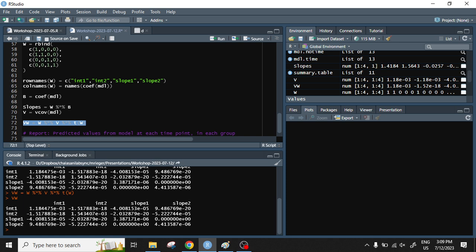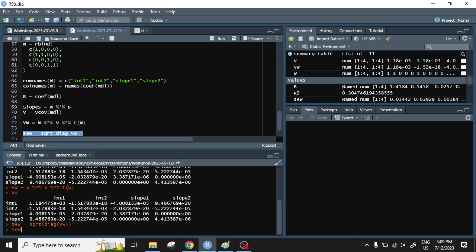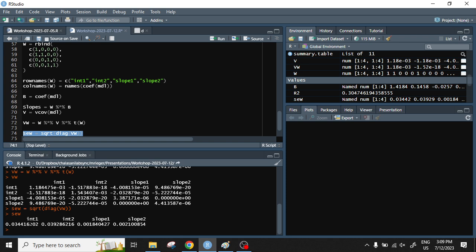So which numbers of these are the standard errors for those quantities? It's the square root of the diagonal. Okay? So in a variance covariance matrix, the square root of the diagonal is the standard errors associated with each of those quantities. So if I wanted to have SEW, okay, that's just the square root of the diag of VW. Okay? So these are the standard errors associated. Now int1 is the same. Now this is an internal consistency check, right?